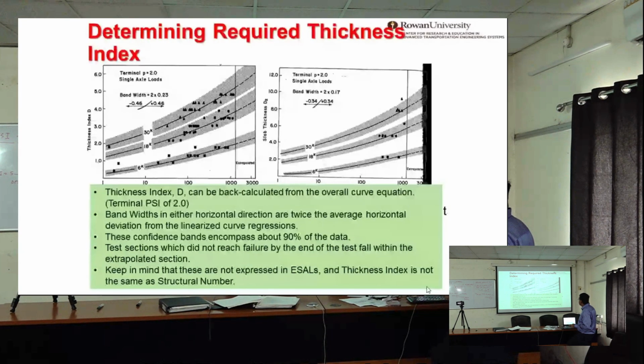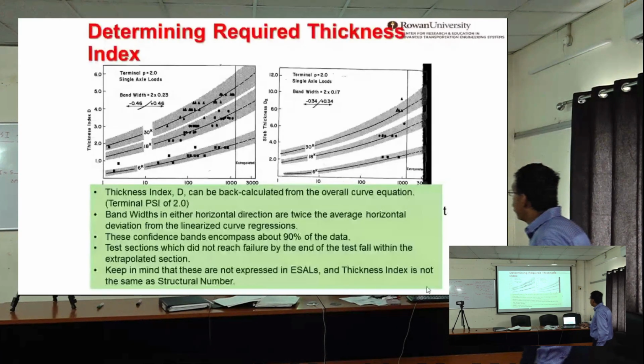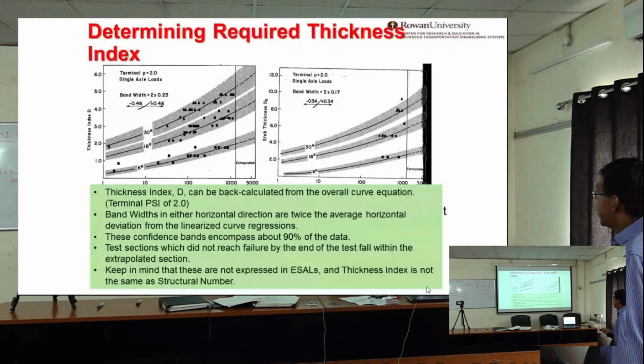Thickness index can be back calculated from overall curve equation. Bandwidths are requiring twice the average horizontal deviation. These confidence bands encompass about 90% of the data. Test sections that did not reach failure by the end of the test fall within the extrapolated sections. Some of these sections did not fail and they were extrapolated.